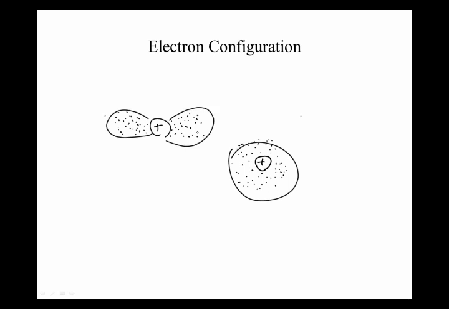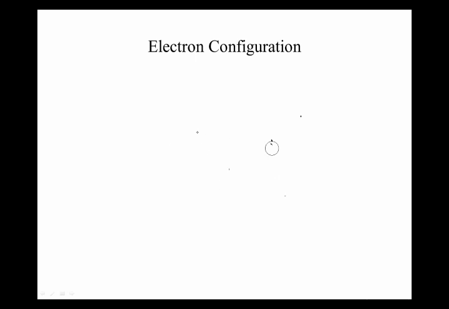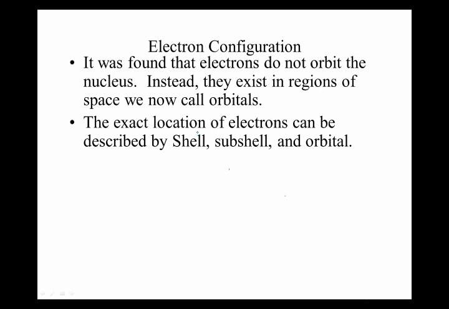So we're not going to talk about orbits. We're going to talk about these regions of space where the electrons tend to exist. And they're called orbitals. So they're called electron orbitals. And orbitals are just the region of space where the electron is. Well, we actually have to describe them.